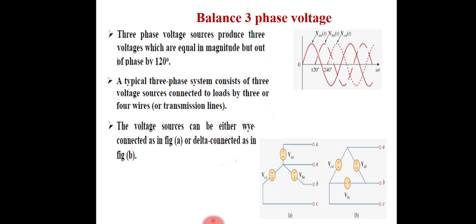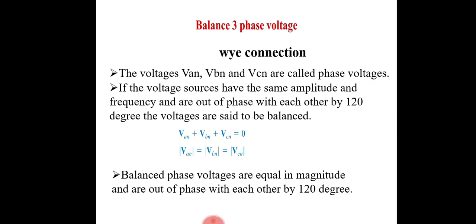The voltage source can be either star or delta connected. Now the sources can be star connected as shown in figure A, and delta connected as shown in figure B. Now I explain about the star connected source. The phase voltages of the star connected source, VAN, VBN and VCN, are called phase voltages. Here we consider the source is balanced.